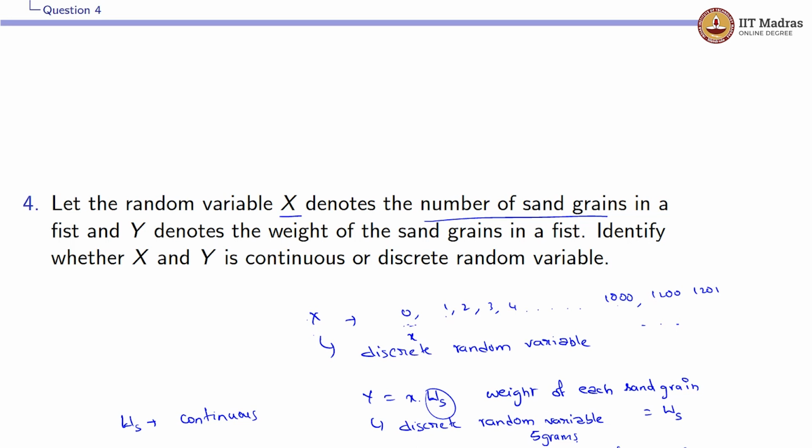Suppose the weight of a sand grain could range from 0 to 5 grams. Then the total weight of x number of sand grains would be anything between 0 and x into 5, that is 5x. It could be 0.1 gram, 0.2 gram, 0.3 gram and so on. So if you take it this way, if I assume that each sand grain is of different weight, then y would be a continuous random variable.